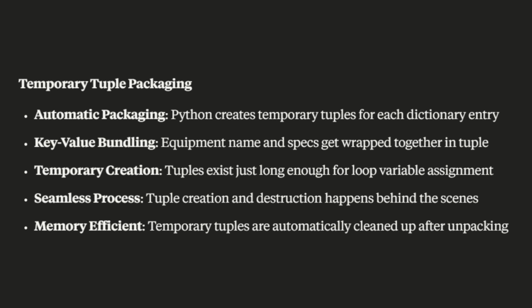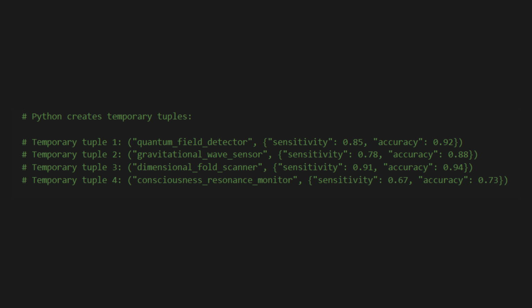The invisible process is that self.detection_equipment.items() creates tuples like quantum field detector, comma, and then after that comma, you have a dictionary, which has the key of sensitivity and the value of floating point number 0.85, comma, key of accuracy 0.92. On each side, the values on the sides of the colons. So it goes on like that for each piece of equipment.